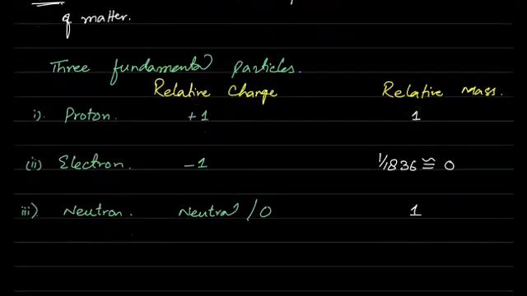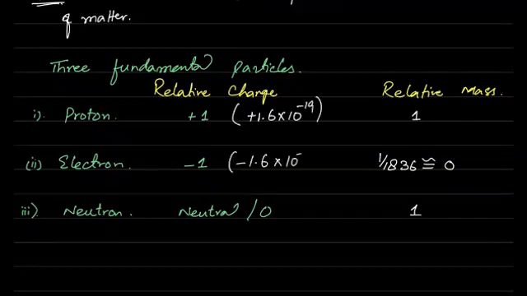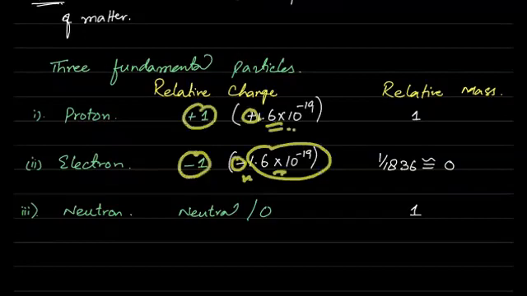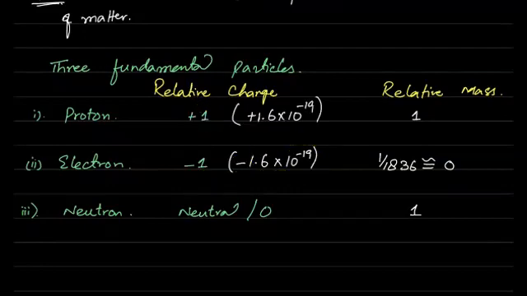So +1 and -1 are in relation to each other. For example, if you see the original charge of a proton, that is +1.6 multiplied by 10 raised to power -19. And for electron, it's going to be -1.6 times 10 raised to power -19. Now you can see the number is the same, but proton is positive and electron is negative. So in ratio, they are going to be 1 and 1. So +1 and -1 are the relative charges for proton and electron.